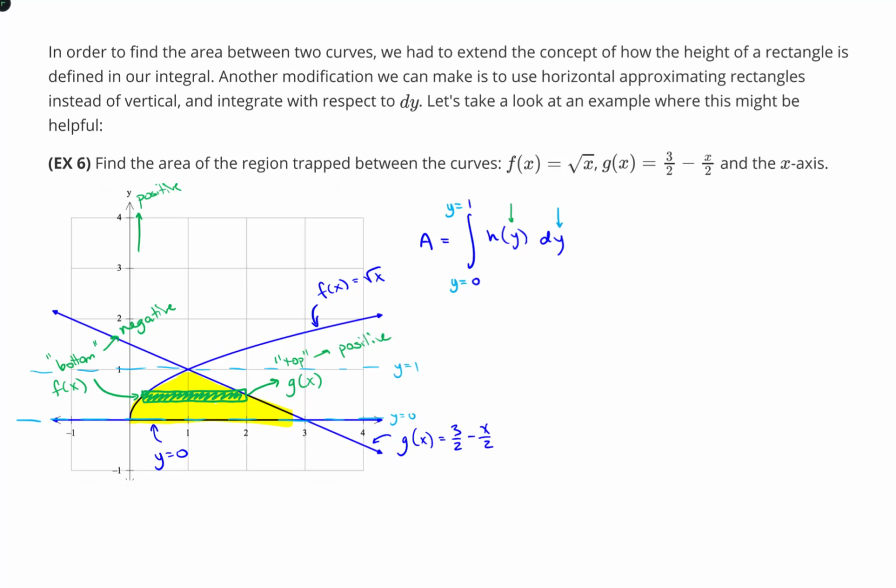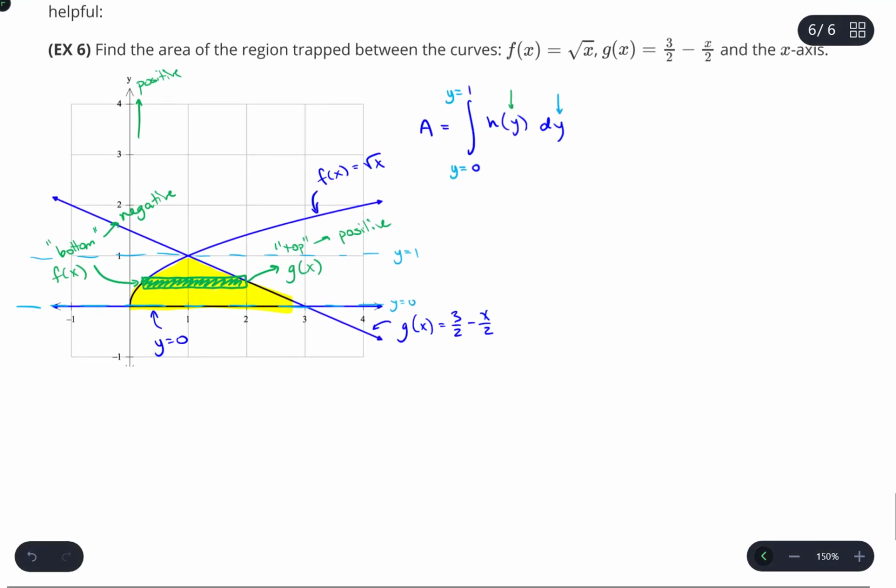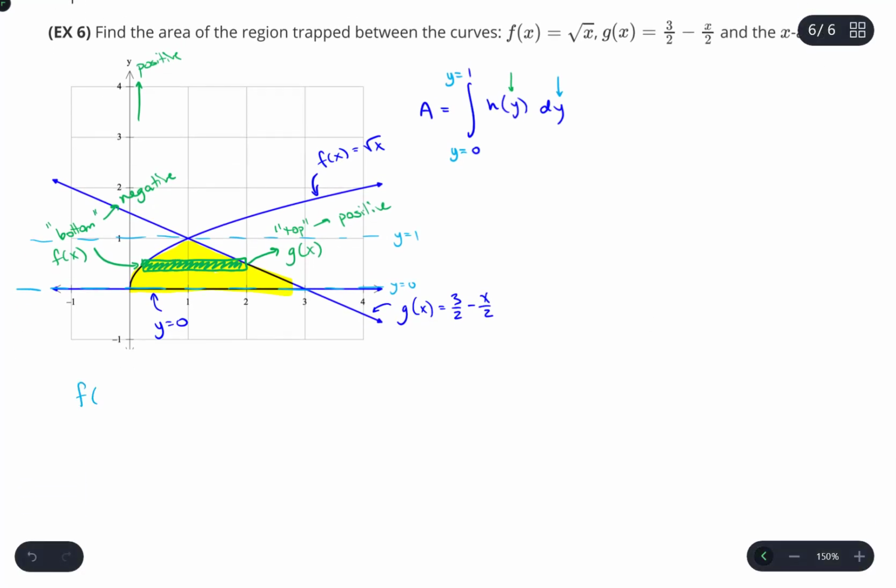Now, to do what we need to do, we need to turn these into functions of y, which is not a problem. It's not difficult to do, but we have to kind of go off to the side and make sure we get that done. So if I have f of x equals the square root of x, then that literally means to me f of x is defined as my variable y.